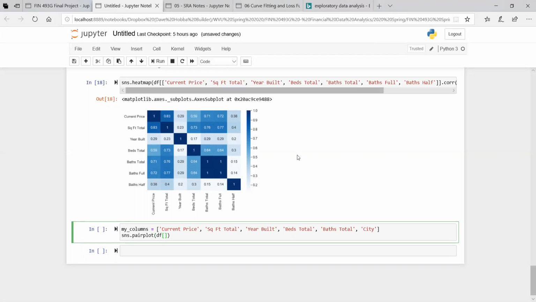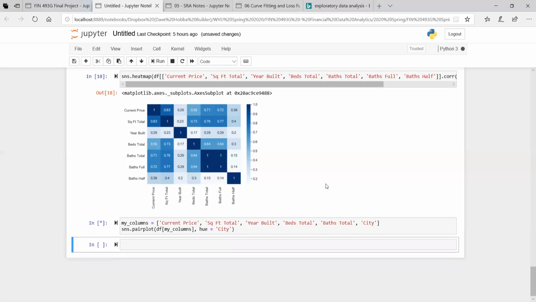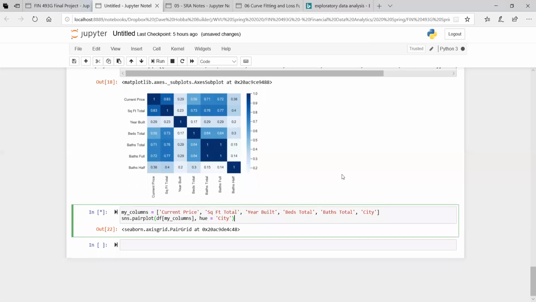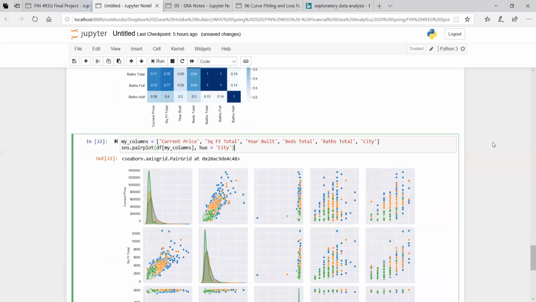So let's actually look at the city. So we'll include hue. We'll set hue. So we're going to do another pair plot. We're going to look at the main ones that we're looking at, excluding bath's total, or I'm sorry, bath's full and bath half. And we're going to look at it with respect to the city to see if maybe the location does affect any values, or maybe if there's a pattern. Maybe if Charleston and Dunbar or South Charleston are valued a little bit differently.